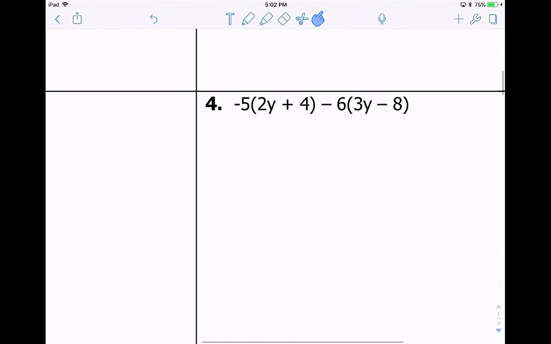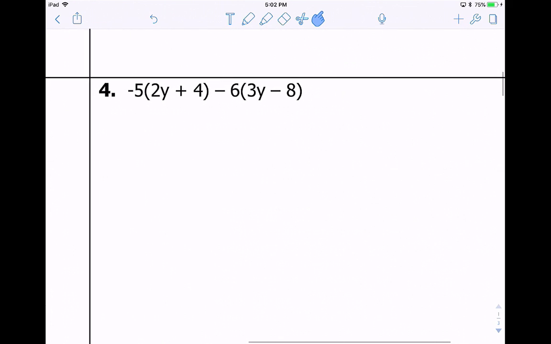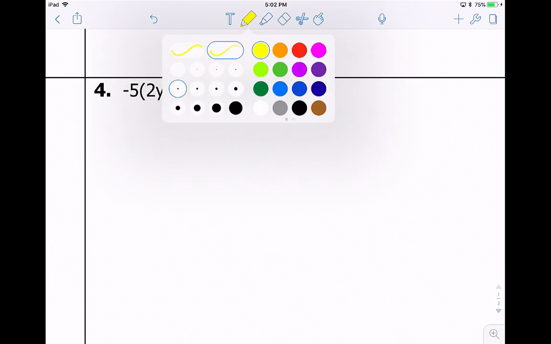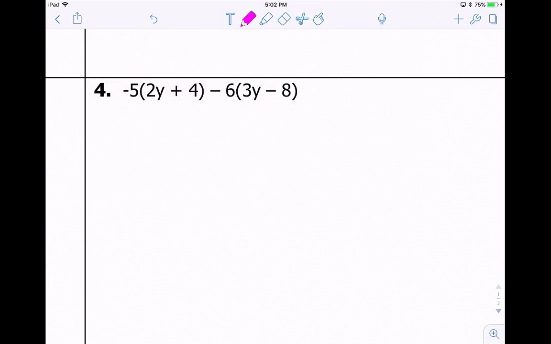All right, and then we're going to skip over to number 4. And then again, we'll do the others tomorrow in class. So no need to do those on your own. So this one is very similar. We just have 2 sets of parentheses. So basically we're going to do distribution twice.